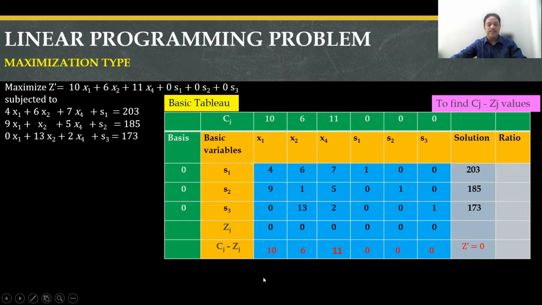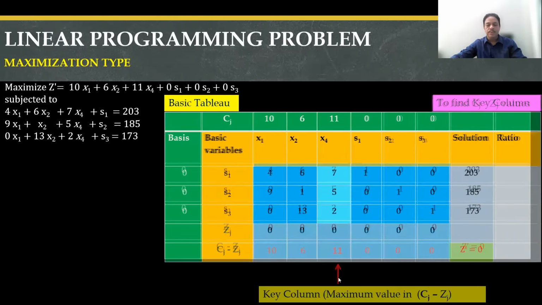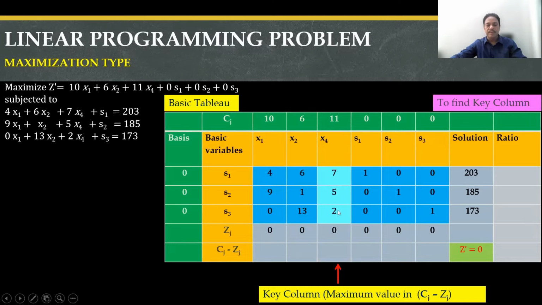Now, the next step is to find the variable that will enter the basis, that is the maximization sum. So, the maximum value under Cj minus Zj is 11. So, this x4 becomes the key column and x4 will now enter the solution.